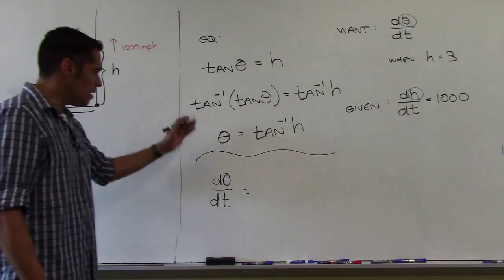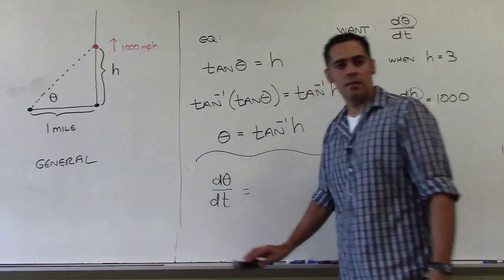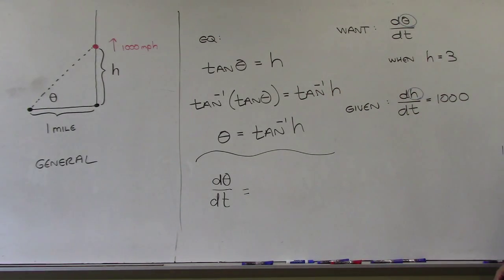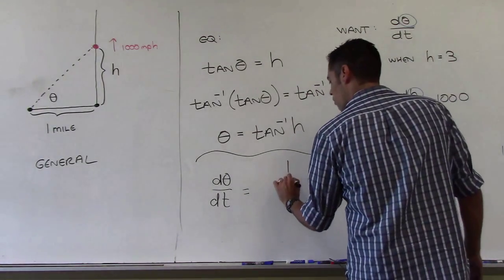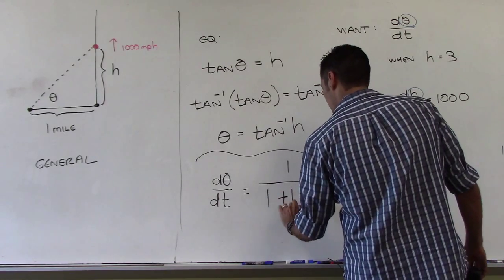All right, so the derivative of the left side is that. What's the derivative of the right side? And be a little careful with this. 1 over 1 plus h squared. Good.